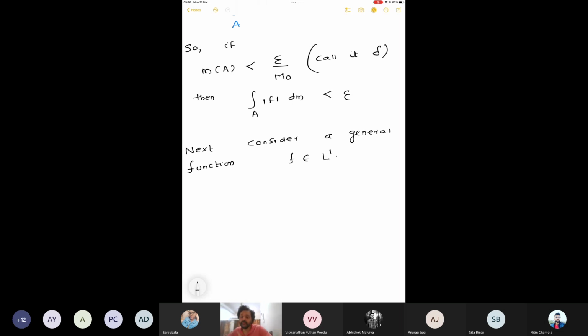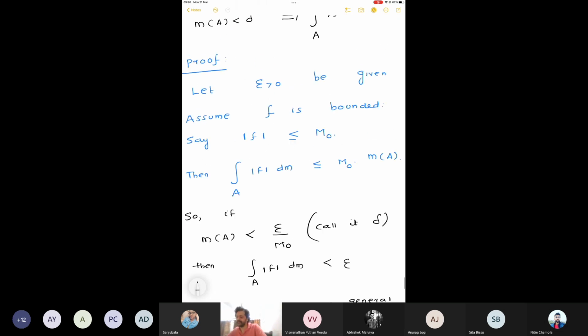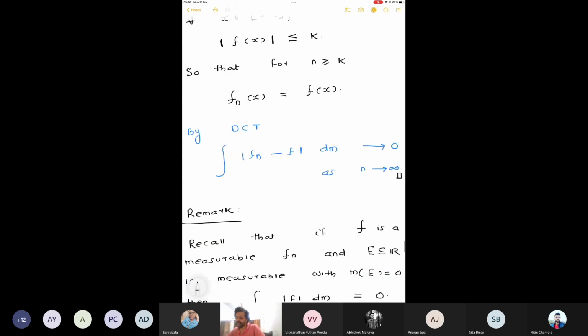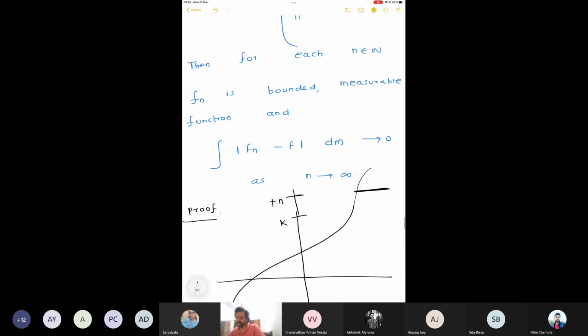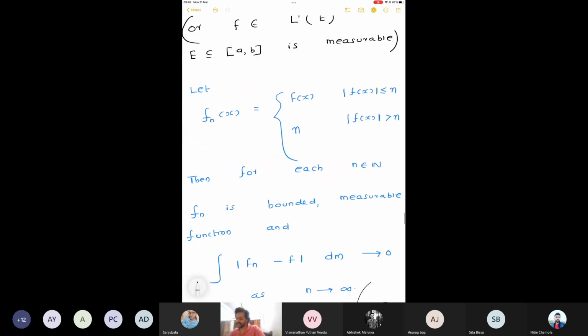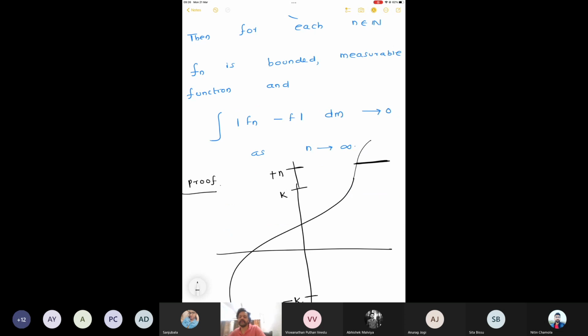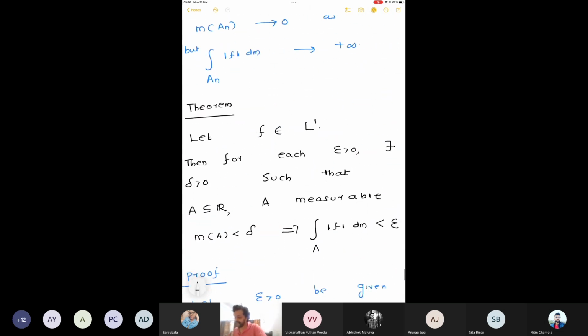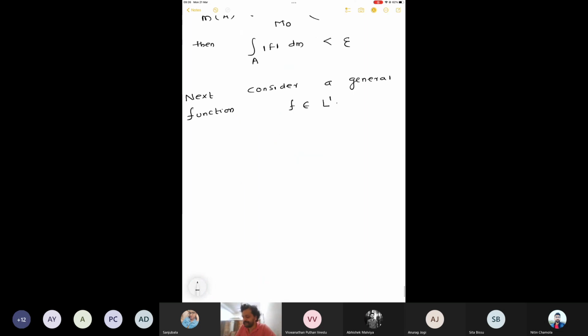Okay. Now, given any function f in L1, I can approximate it by a bounded function. Previous theorem: given an f in L1, I can find a sequence fn such that the integral of mod fn minus f dm tends to 0. I am going to use that.